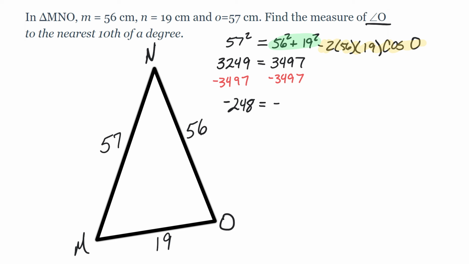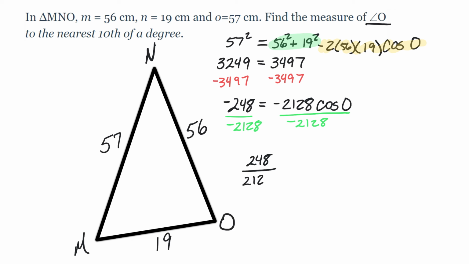This comes out to -2,128 cosine O. In order to get my cosine by itself, I need to divide both sides by -2,128. And just like on the last problem, I'm going to leave this fraction alone. I don't really want to deal with this weird looking fraction. No need to even reduce it. I see that they're both even numbers.